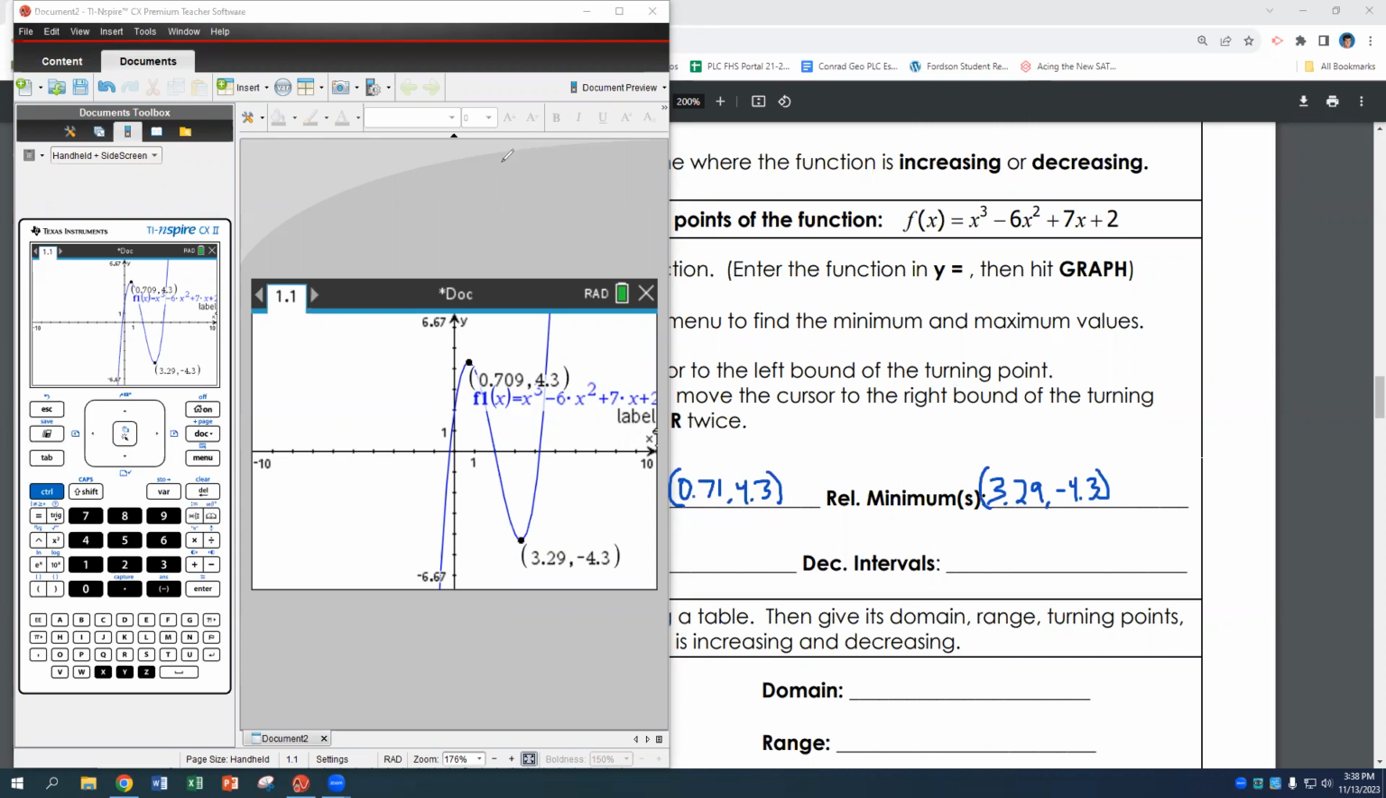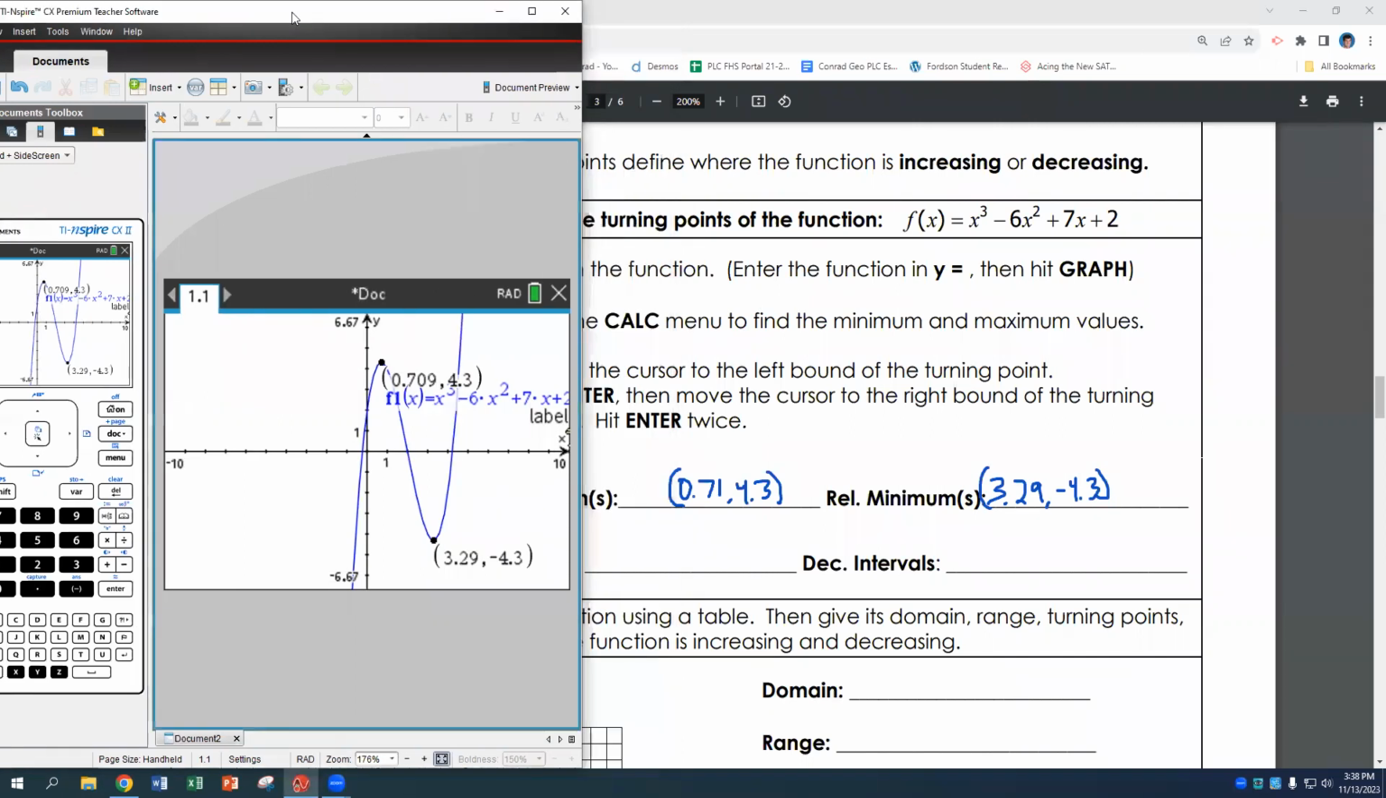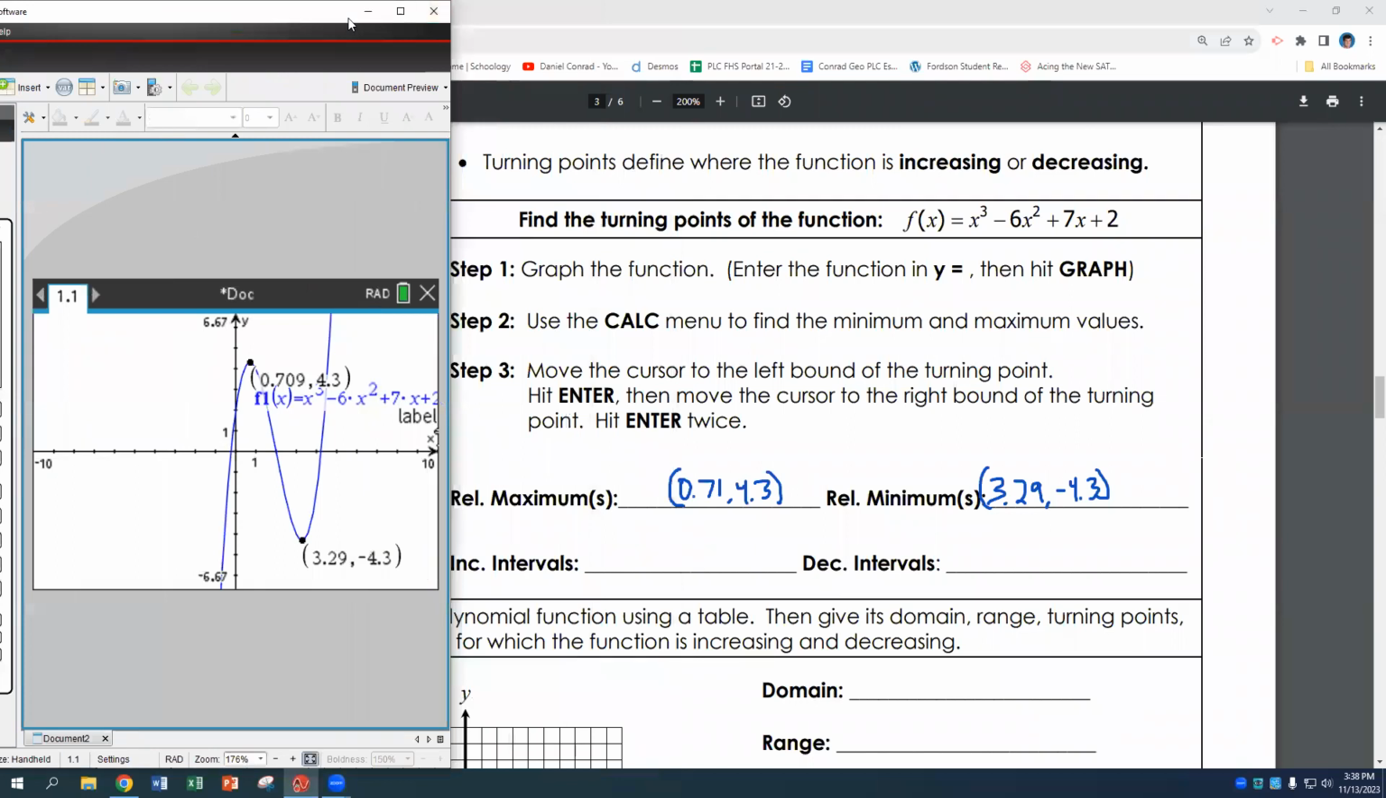Okay, so there's how you find your relative mins and maxes on the calculator once you've graphed your polynomial. Okay, and then our intervals, increasing and decreasing. So if we look at increasing intervals, we notice on our graph, we're going to start all the way on the left, right? So we're going to start at negative infinity. Okay, we start to the left, we start increasing, right? We're going up. As we move to the right, we're going up, up, up, up, up, until we get to our relative maximum of 0.71.